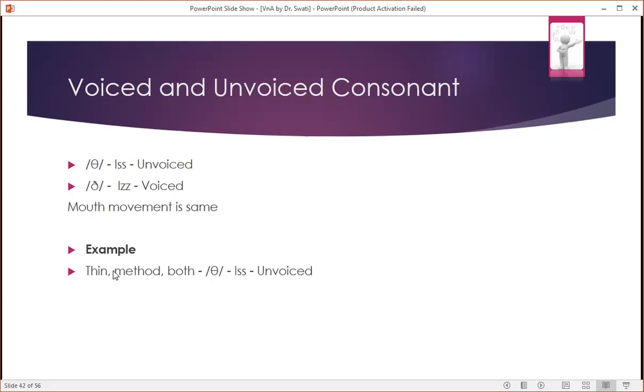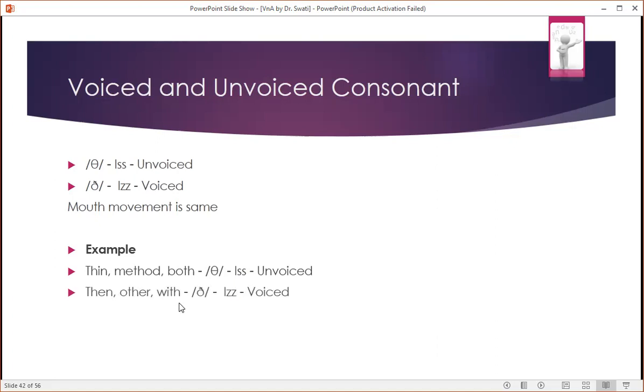Now, the examples for these: thin, method, both. The sound coming over here is thin. My tongue is moving when saying method, both, method, thin.